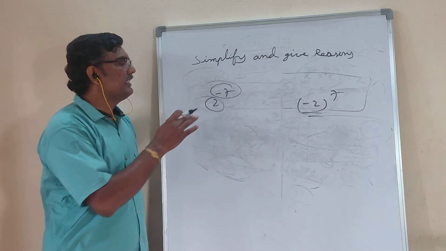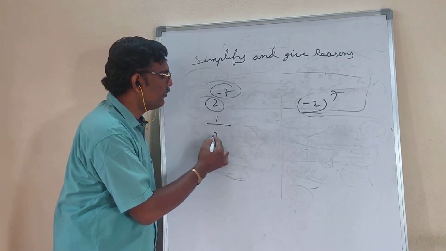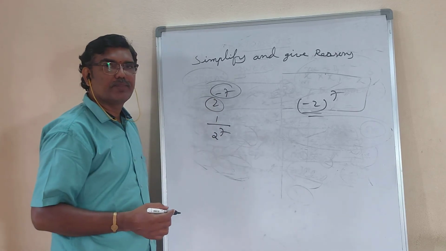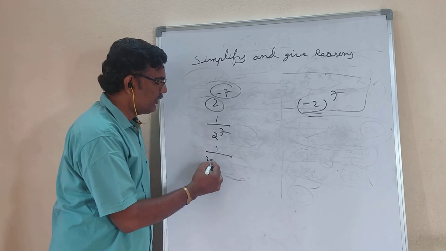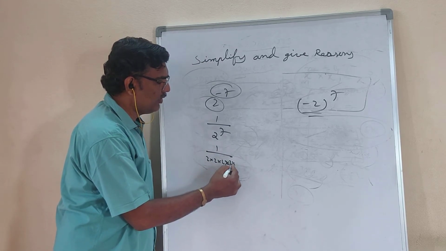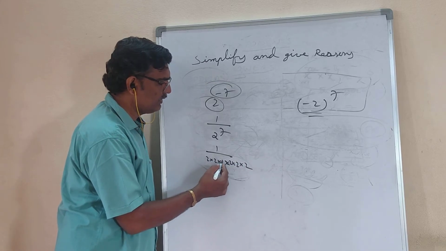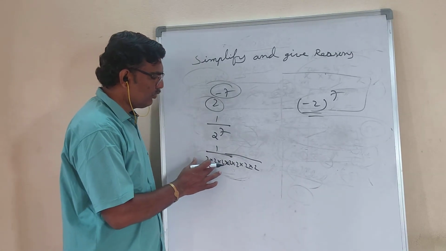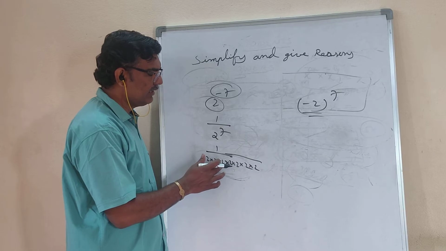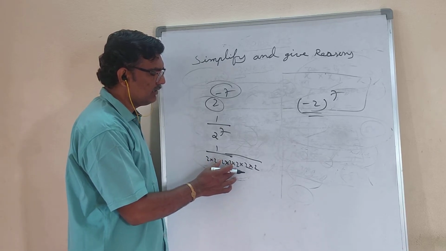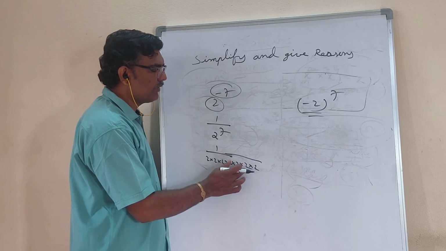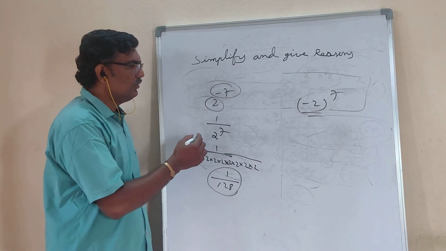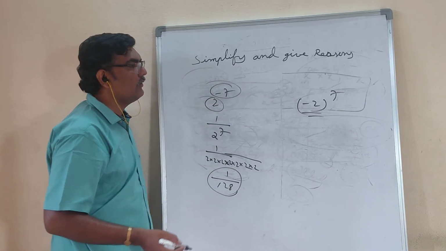I said already, on seeing a minus in the power, you have to apply one more formula: a power minus m is equal to 1 by a power m. So this becomes 1 by 2 into 2 into 2 and so on. How many times do you have to write it? 7 times: 1, 2, 3, 4, 5, 6, 7. Then multiply. 2 2s are 4, 4 2s are 8, 8 2s are 16, 16 2s are 32, 32 2s are 64, 64 2s are 128. So it is 1 by 128. That is the value of 2 power minus 7.